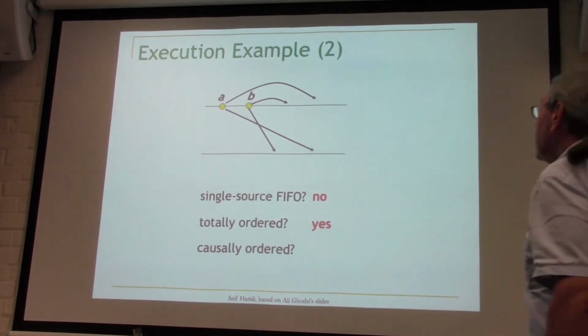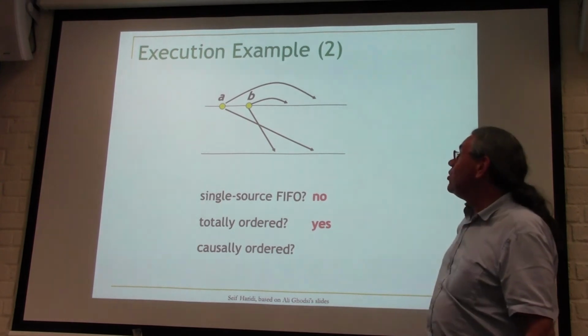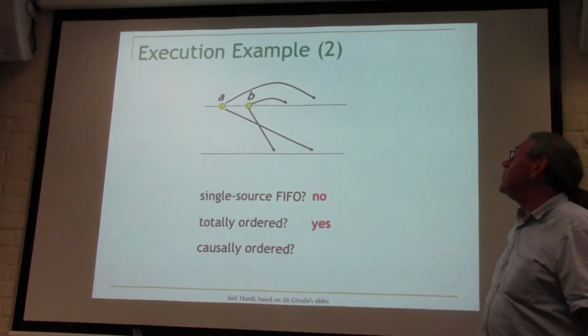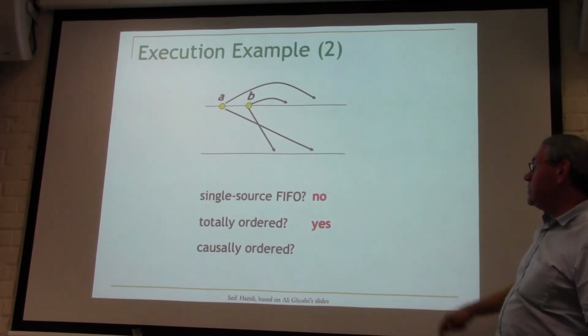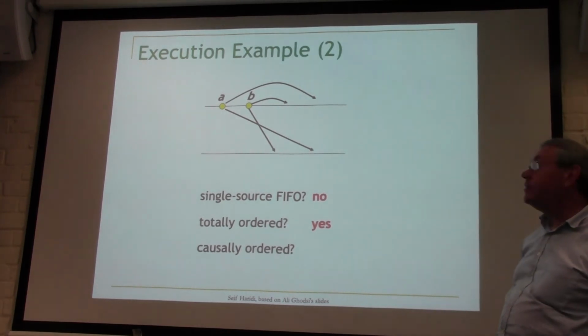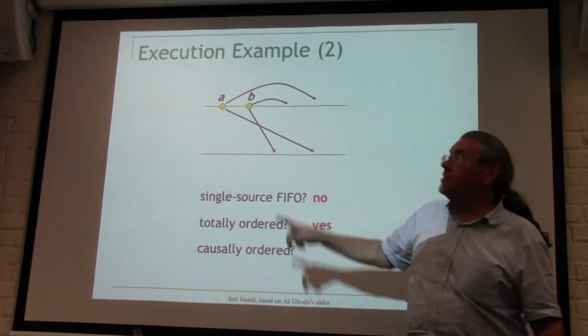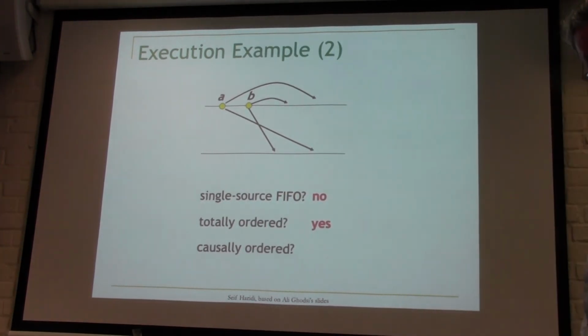Is it causally ordered now? A is causally before B. That's clear. A precedes B. So is this causally ordered? No. It's pretty clear, because B is delivered before A.